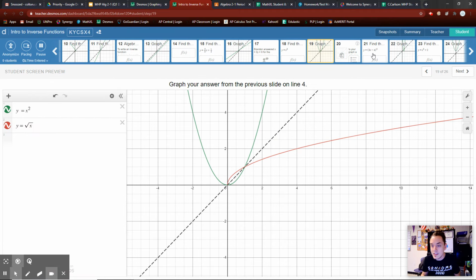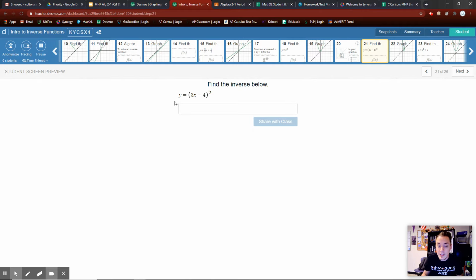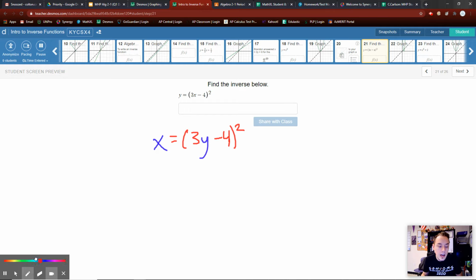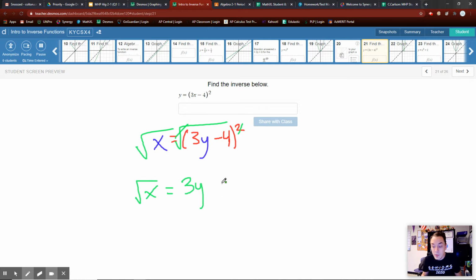Now when you go to these last couple slides, what are you going to do? This is the last one I'm going to do. You're going to do the exact same thing that you normally do. You're just going to flip the x and the y. So this is x now, and this is y. Then this becomes minus 4 squared. I take the square root. This is the square root of x. Now the square and the square root go poof because they're inverse operations.